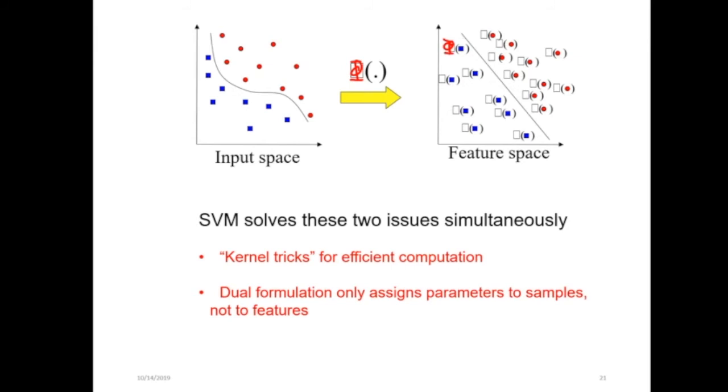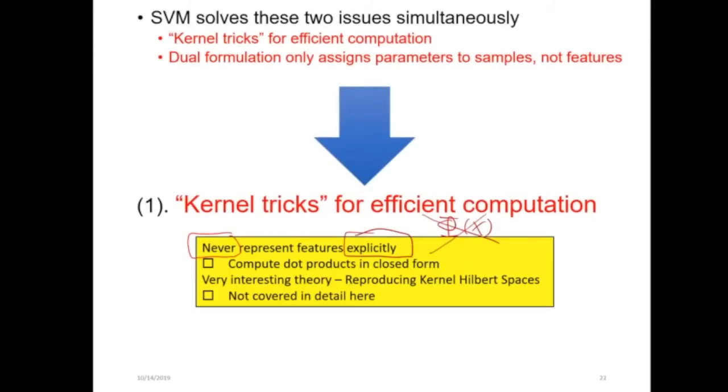So why do I care about this? There are some reasons behind it. SVM is a very good tool to solve two issues simultaneously. It uses the kernel trick for efficient computation. I'm going to talk about why it's efficient. And also the dual form assigns the parameters only to the training samples, but not to the features. I'm not assigning weights to the features. I'm assigning weights to the samples; the learned parameters are each assigned to the training samples.